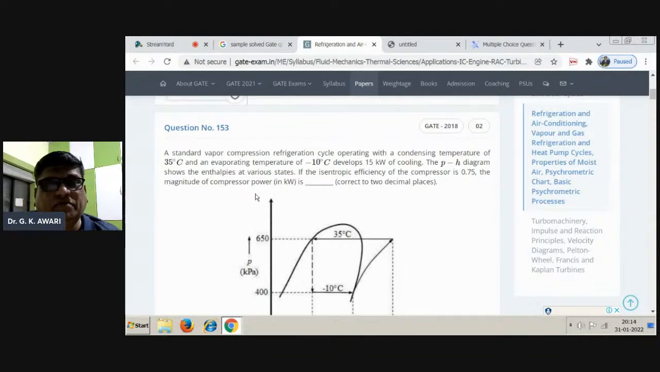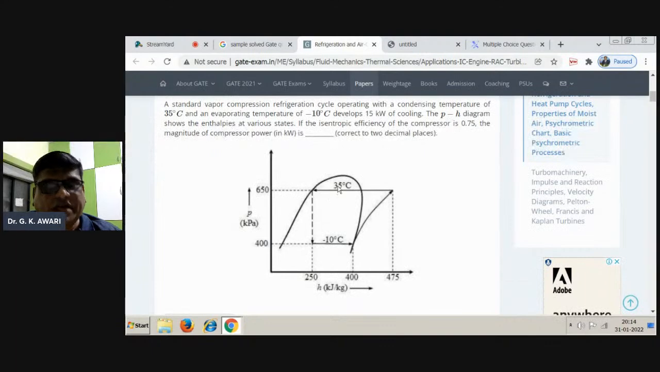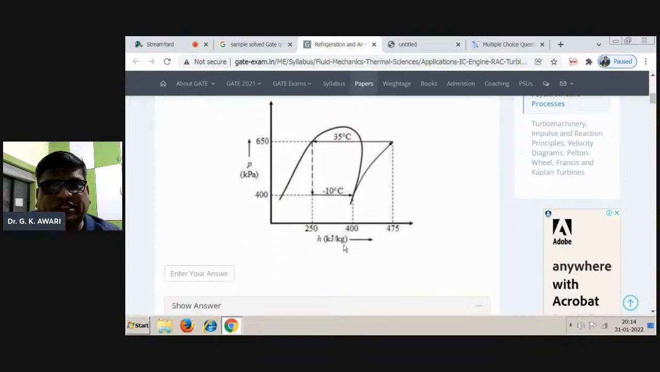A standard vapor compression cycle is being shown. A standard vapor compression refrigeration cycle operating with a condensing temperature of 35 degrees centigrade and an evaporating temperature of minus 10 degrees centigrade develops 15 kilowatt of cooling, and the p-h diagram shows the enthalpies at various states. If the isentropic efficiency of the compressor is 0.75, the magnitude of the compressor power, correct to two decimals, you have to calculate.